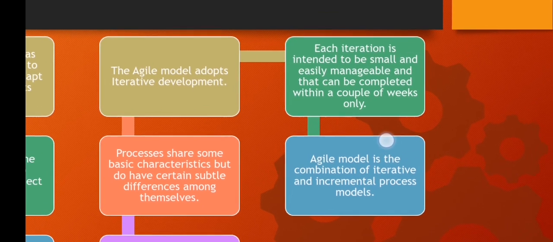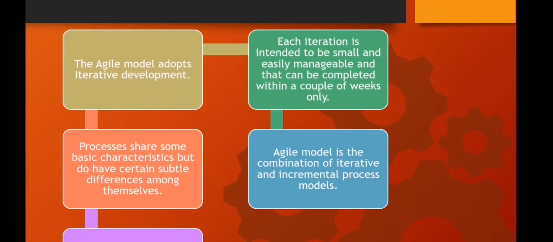Next, the time to complete an iteration is known as a time box, as we have defined earlier. And lastly, the agile model is the combination of iterative and incremental process models, which has been discussed in the previous topic.